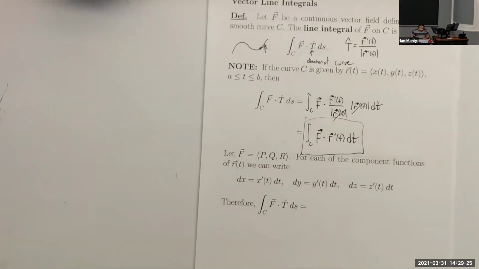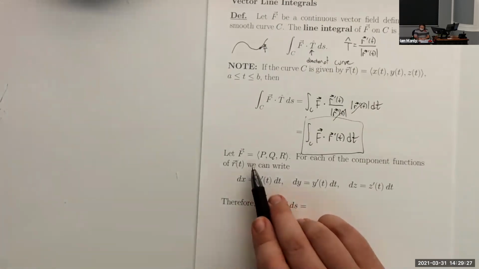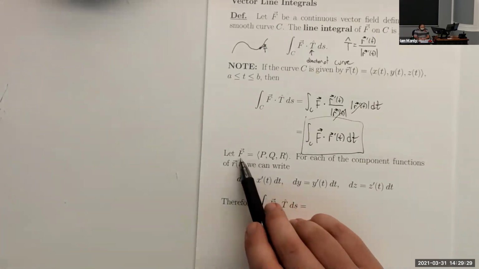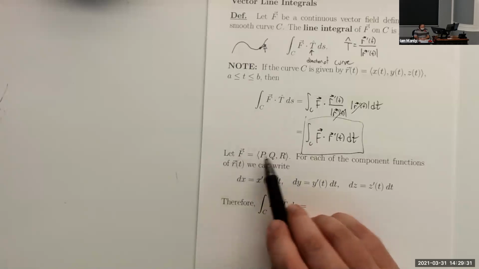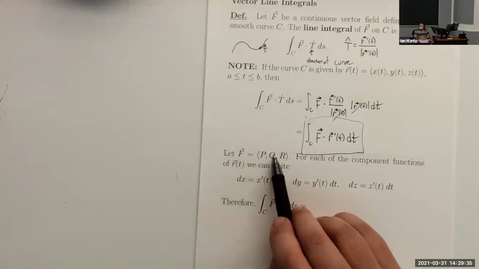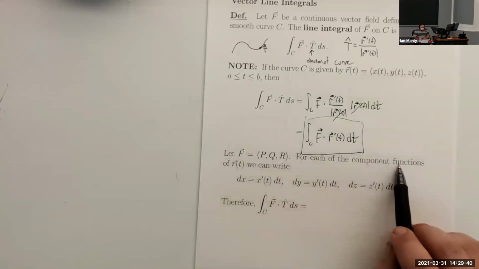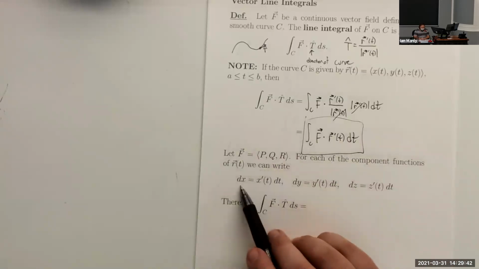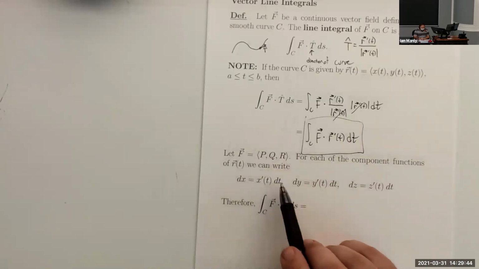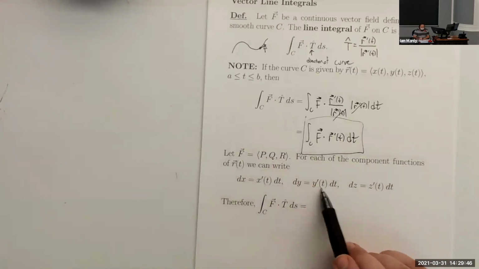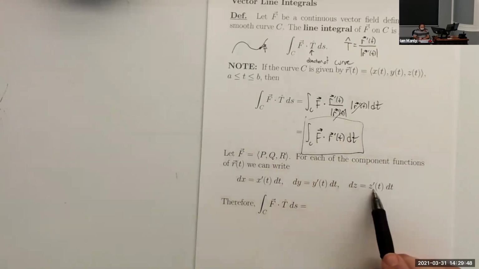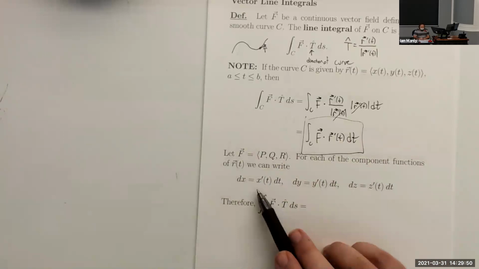So let's see here. Another way we can think about this is if we write f as its three components, p, q, and r. And remember, each of these are functions of three different variables. So we have p, q, and r here. For each of the component functions of r of t, we can write this: dx is x prime times dt, dy is y prime times dt, and then dz is z prime times dt. And where do these come from?